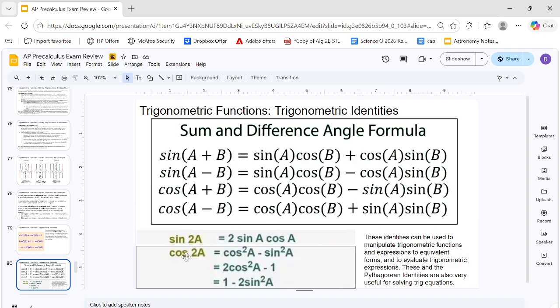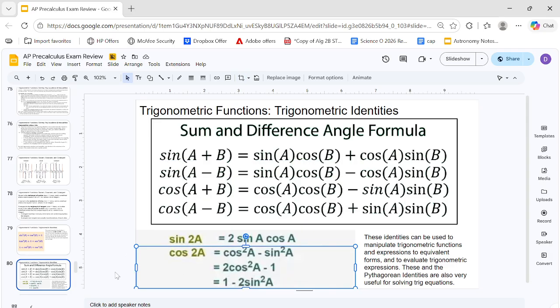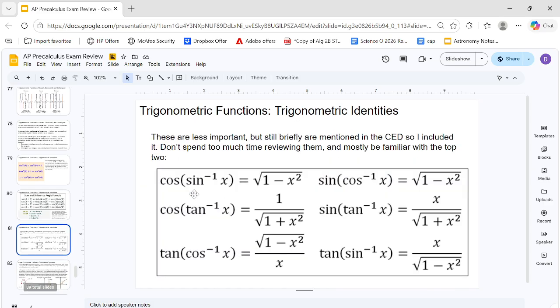A similar thing can be done for cosine. I just like to note the most important one to know here for cosine is the top one. I wouldn't memorize anything else. And really, you just need to memorize the sum ones.